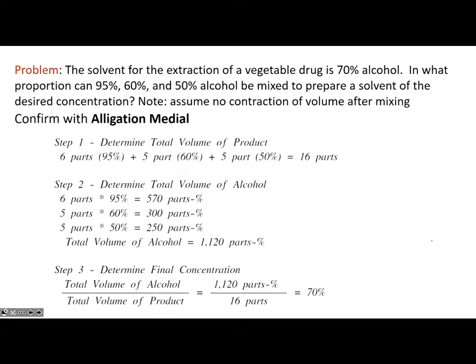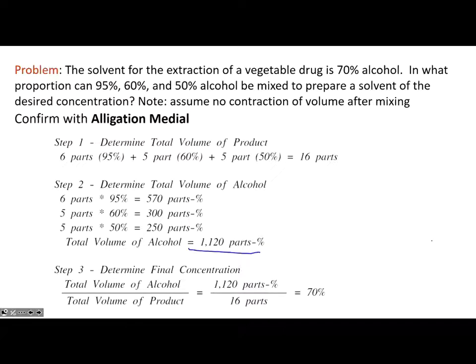So 6 times 95 is 570. Remember, our units don't cancel, but it doesn't matter. That would give us parts percent. 5 parts times 60%. 5 times 60 is 300. Those 300 parts percent. And the 5 parts of our 50% gives us 5 times 50 gives us 250 parts percent. So regardless of which ingredient it came from, we can add all of those parts percent up. So the total amount of alcohol, combining both the number of parts plus its concentration, you add 570 plus 300 plus 250, the total ends up being 1120 parts percent.